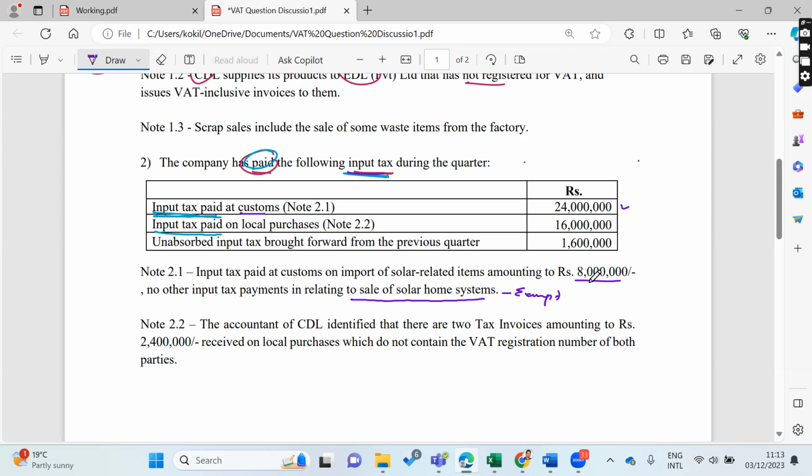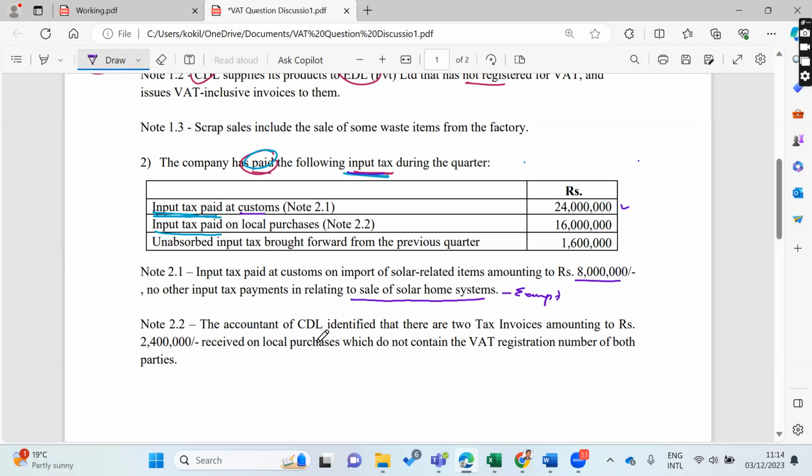Now the figure is given directly here. You get exactly the direct figure in order to eliminate that input amount. Otherwise, you have to do it proportionately. If the question does not say exactly how much input relates to exempt supply, you have to do the proportionate calculation. Here, you will get the exact figure you have to disallow, disregarded when you are claiming input. We'll do the question and you will realize what it is.